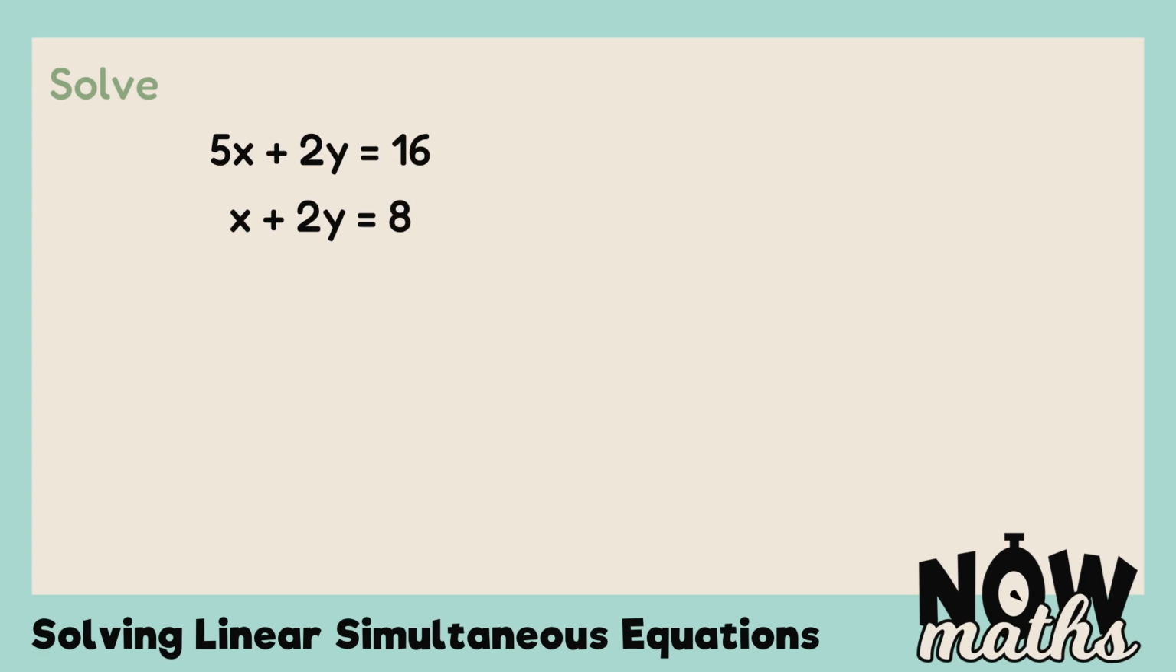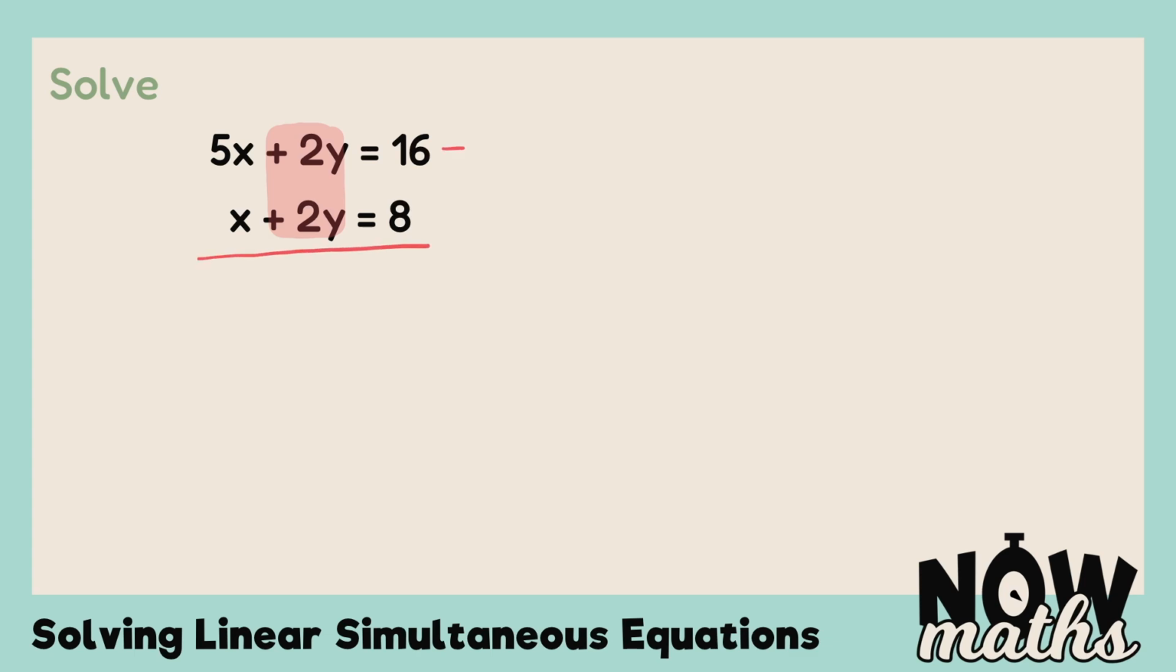So let's take a look at the two equations from before and see if we can try and find a solution. These two equations here have a common term in them. This 2y term is common to both equations. So we're going to try and eliminate this term. And what we're going to do to eliminate the term is we're going to subtract one of the equations from the other.